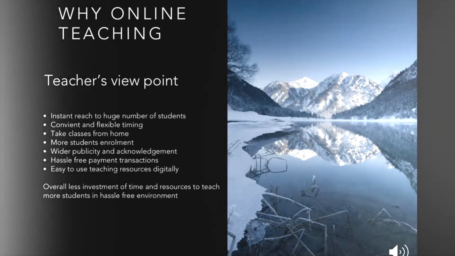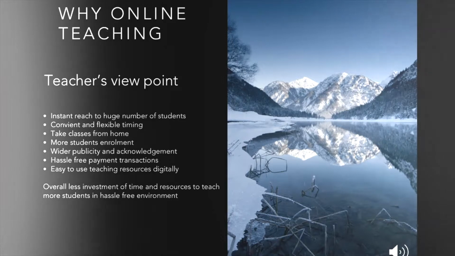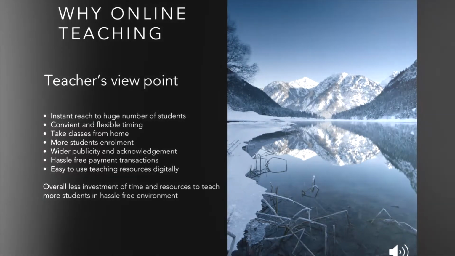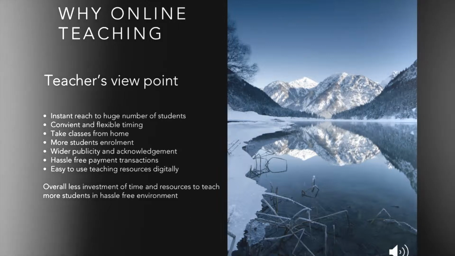Now, from the teacher's point of view, it means you get to reach out to a much bigger number of students sitting at your home. Second thing is you have complete control over what you are teaching, how you are teaching, and you can do it at your own convenience. The whole concept of online teaching means you get greater flexibility. You can teach at your own spare time.